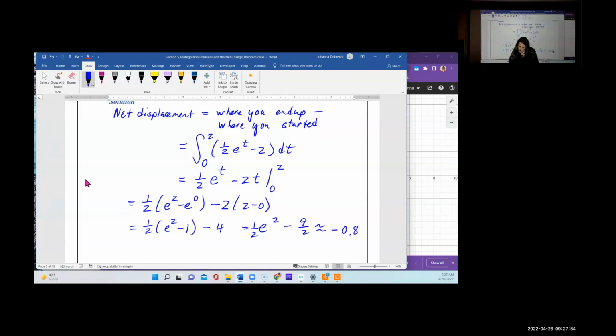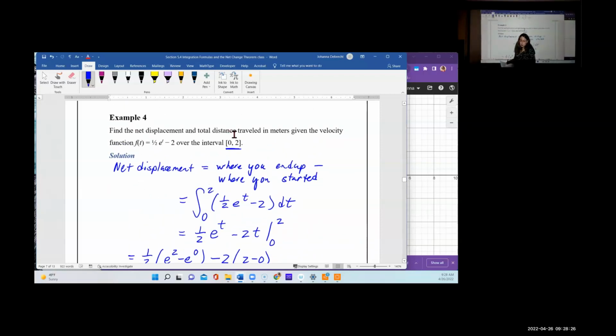negative 0.806 meters. So it ends up that far to the negative side of where it originally started. All right. So that's the way to interpret that result. It is ending up about negative 0.8 meters to the negative side of where it originally started. That's net displacement. So we've only done half the work of this problem. The other work was to find the total distance traveled.